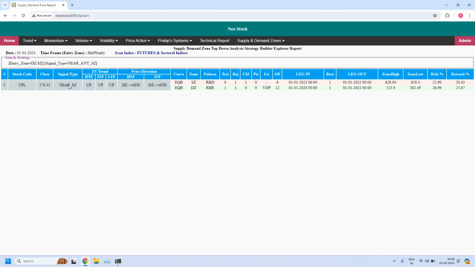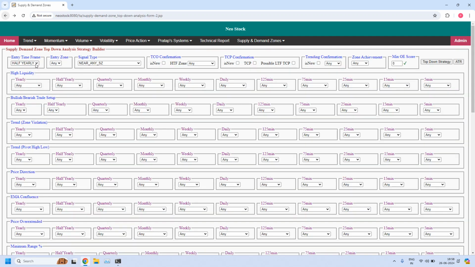In case you are not aware of how to read this report, I request you to complete our training lesson 21.1. That is part 1 of lesson 21. There I explained this report, each and every column, their values, abbreviations in detail. I have also explained how to draw the zone by taking the timestamp from leg in, leg out columns and also base candle count. Okay, now I am going back and changing the time frame to quarterly time frame.